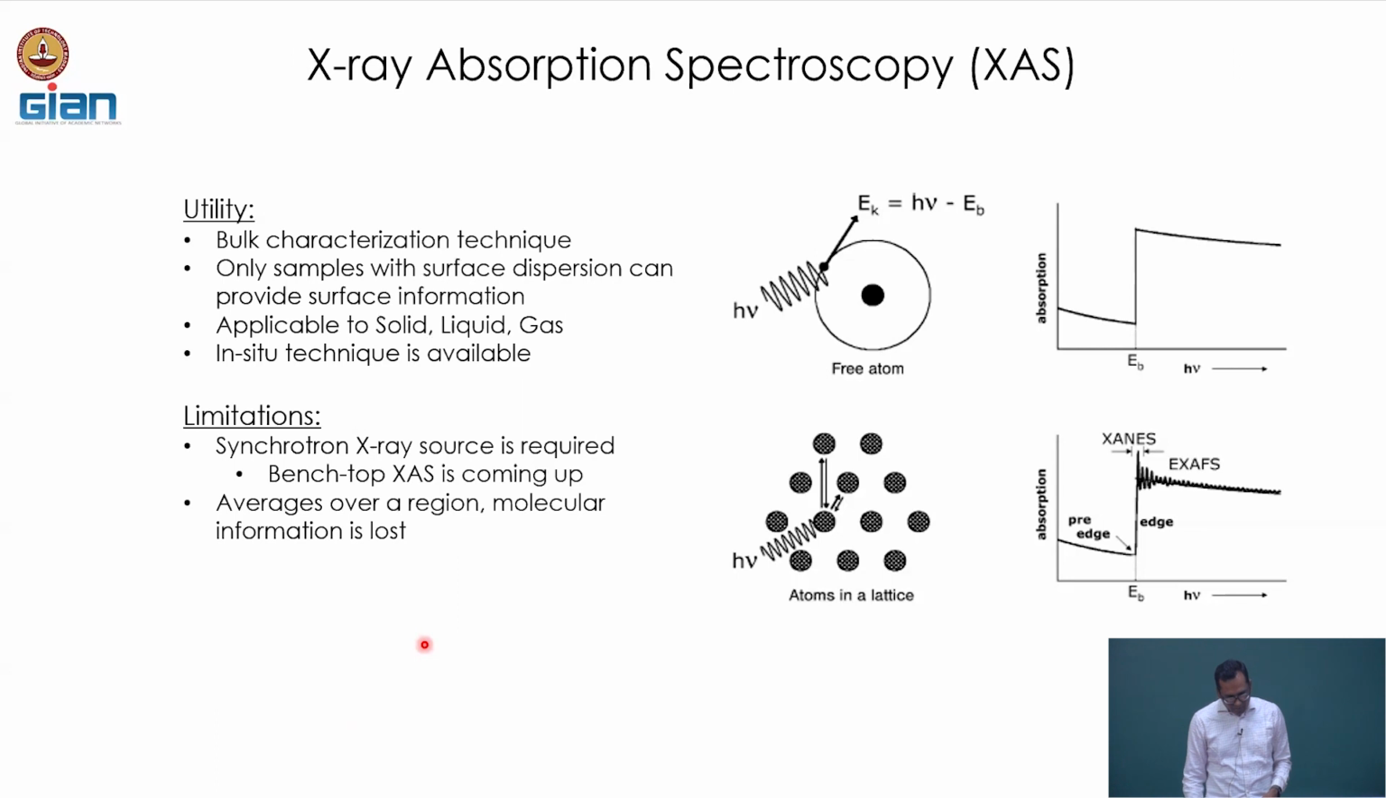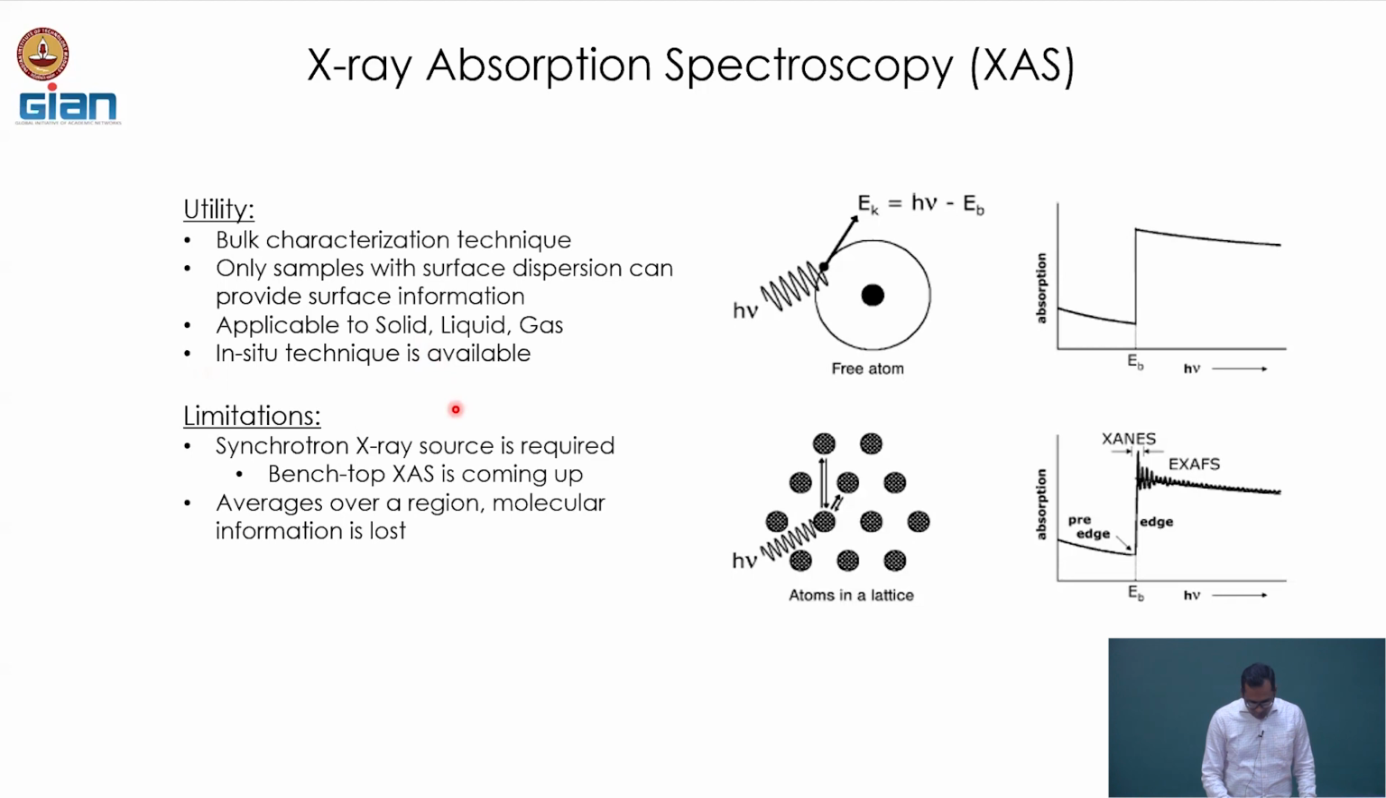Okay. So, utility: it is a bulk characterization technique, but we can use it to get information on supported metal oxide catalysts where things are present within a monolayer coverage on a high surface area oxide support. This is applicable to solid, liquid and gas. In situ technique is available. It can be run with gases flowing and at high temperature.